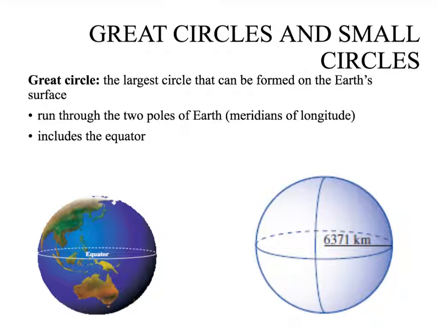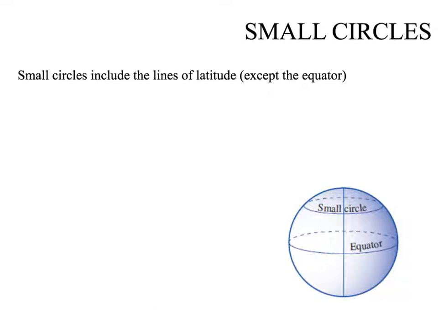Now, they run through the two poles. They include the equator. When we look at small circles, however, you'll find they are your lines of latitude. So, except for the equator, because it does go around horizontally at the largest point of the Earth, so it is the largest one horizontally that can be made, all of the rest of these lines of latitude are small circles. And as you can see, as you move north of the equator or south of the equator, all of those lines of latitude that create circles get smaller and smaller. So they're all smaller than the great circle at the equator.